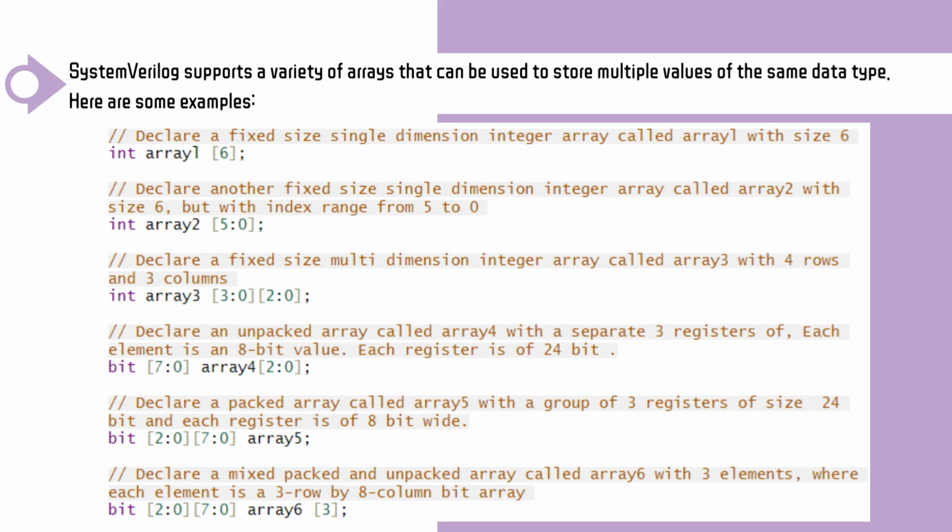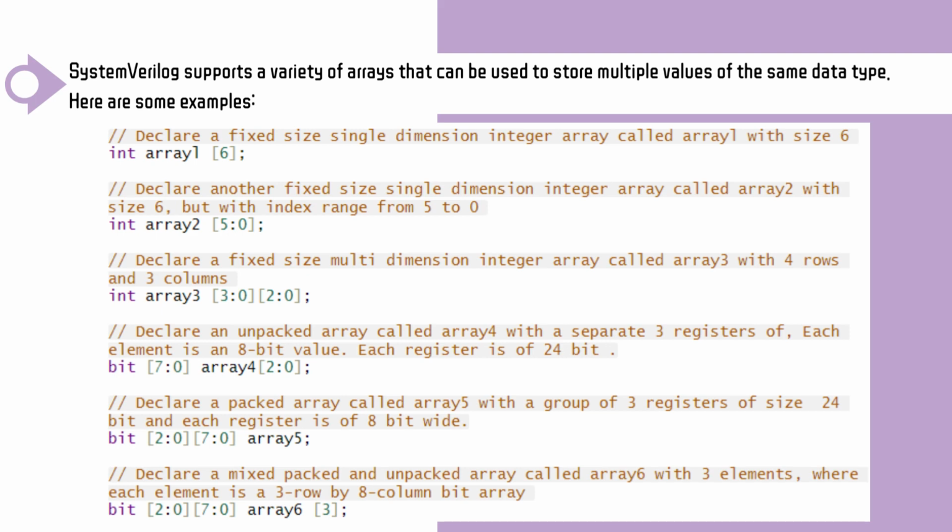bit [7:0] array4 [2:0]. This is an example of an unpacked array declaration. It is declared as a bit array called array4 with 3 separate registers, where each element is an 8-bit value. Each register is 24 bits.